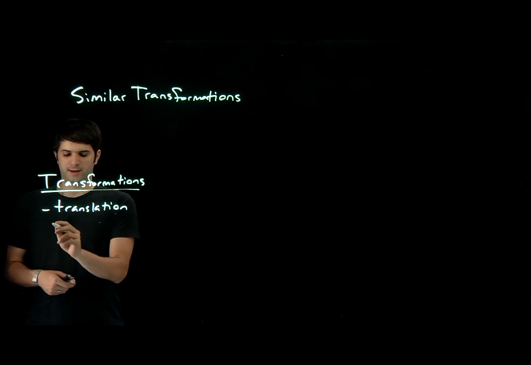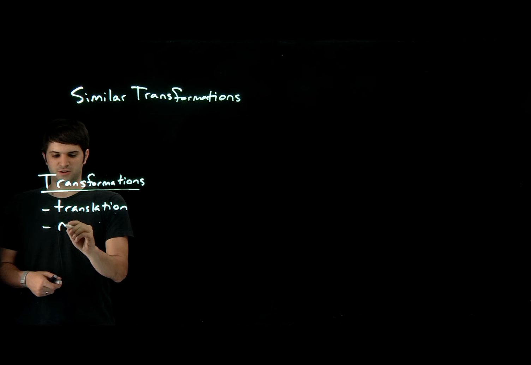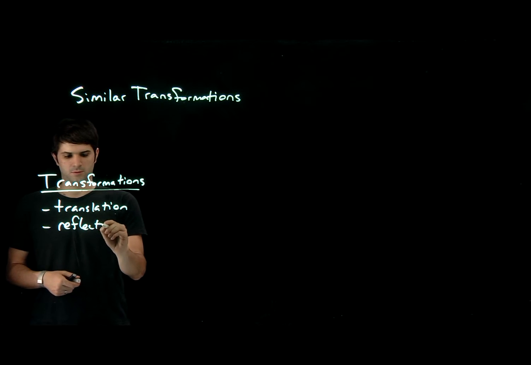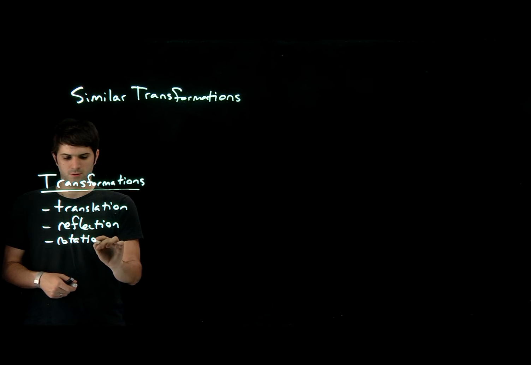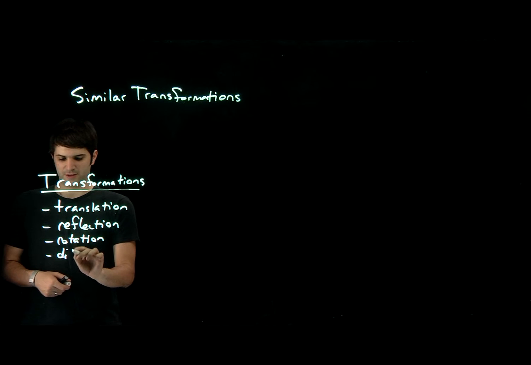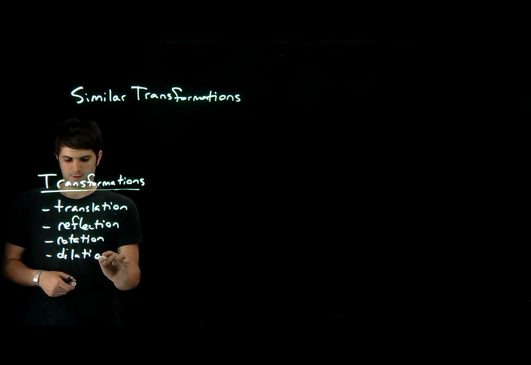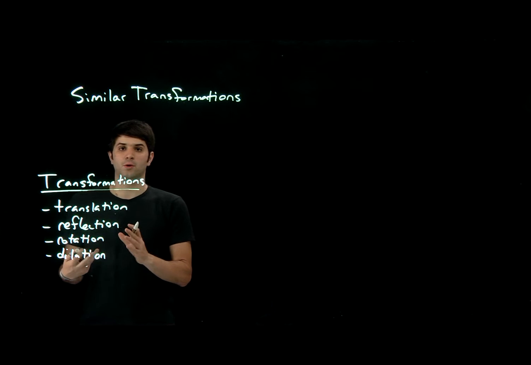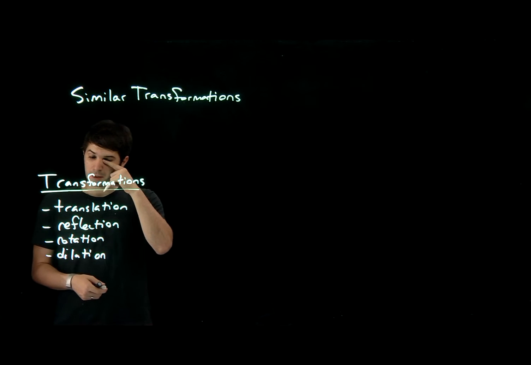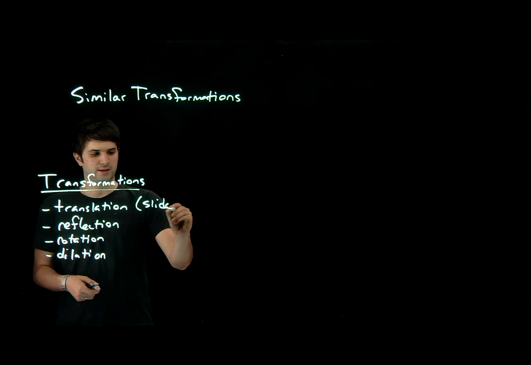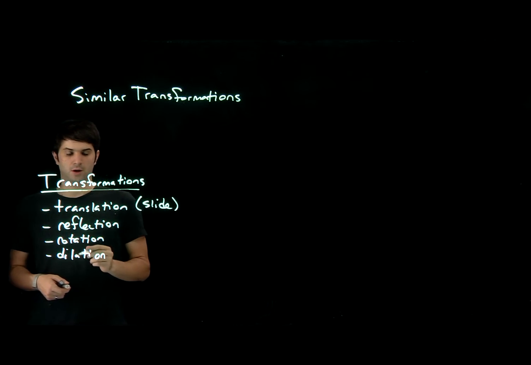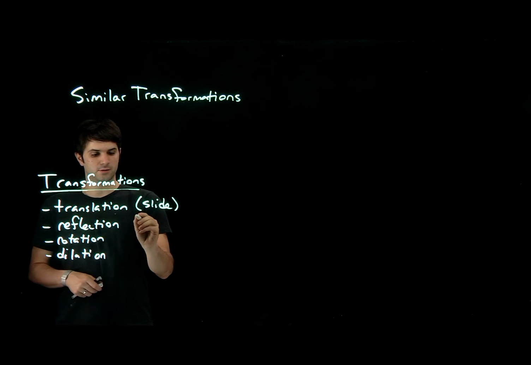Translation. We have a reflection. We have a rotation. And finally we have dilation. Now if you forget what these things mean, a translation is just sliding a shape. Okay. A reflection is like a mirror.